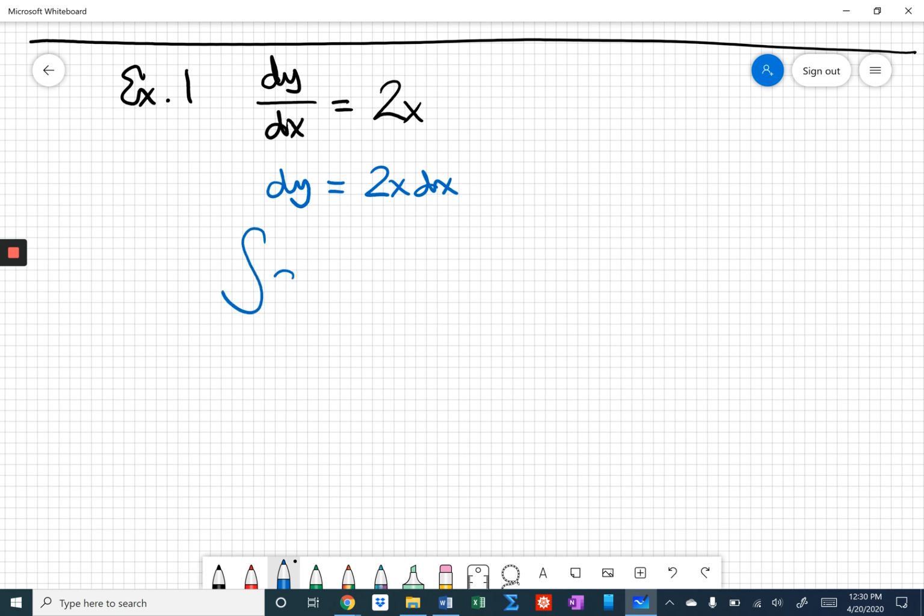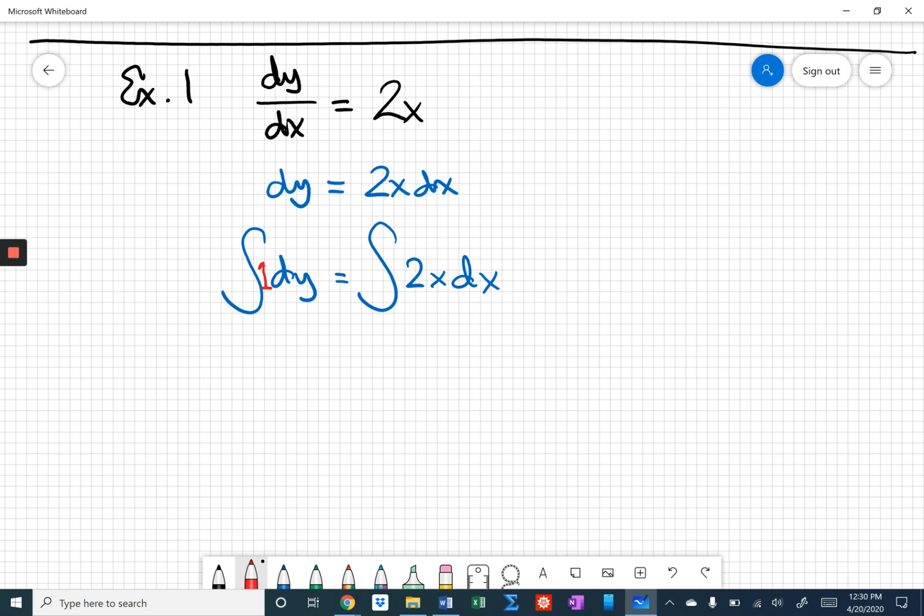Now I'm going to take the antiderivative of both sides. So I'm going to integrate dy with respect to y. I'll talk about that more in just a moment, and then integrate 2x with respect to x. Really, on the left-hand side here, I'm not integrating dy with respect to y. I'm really integrating 1 with respect to y. There's an invisible 1 out in front here.